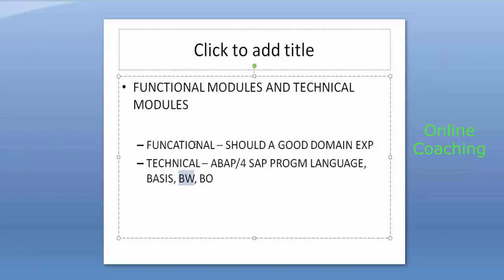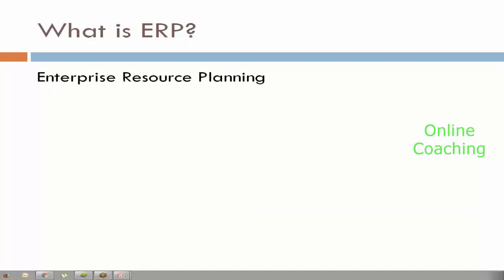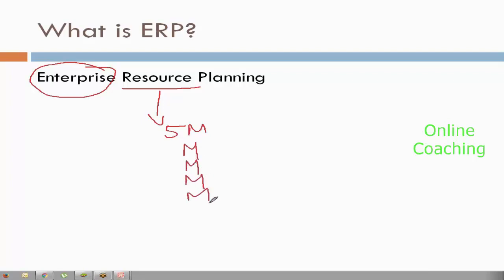Okay, this is all about the SAP background. Now let's come to ERP. What is an ERP? ERP stands for Enterprise Resource Planning. What is an enterprise? An enterprise is nothing but a company, an organization or a business. Then what are the resources? The resources are what we call the 5 M's. What are the 5 M's? Money, material, marketing, manpower, making. These five we call resources.